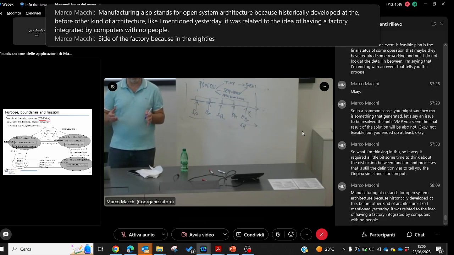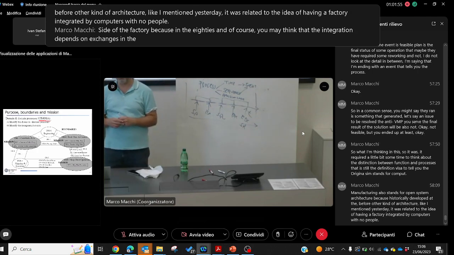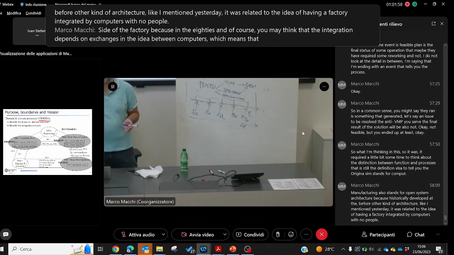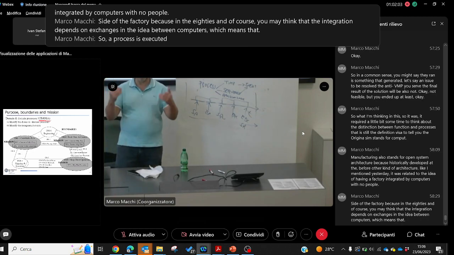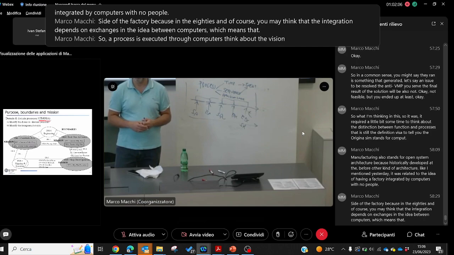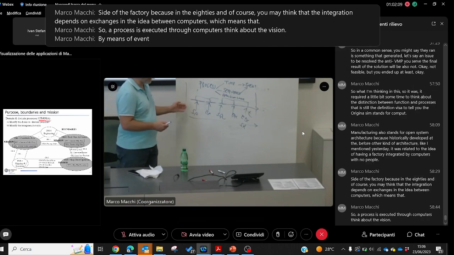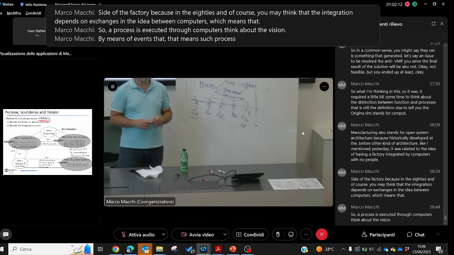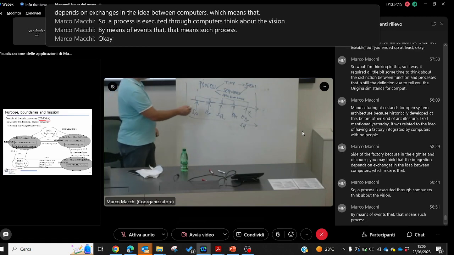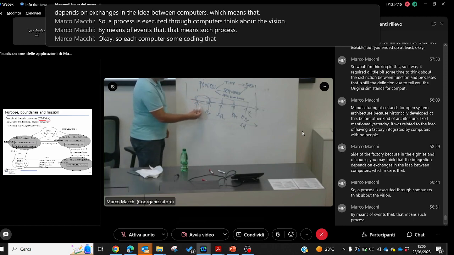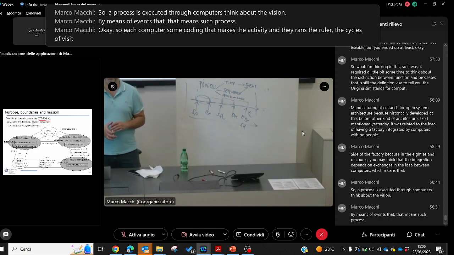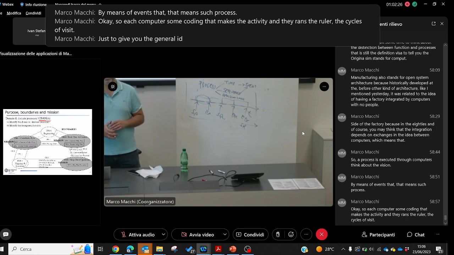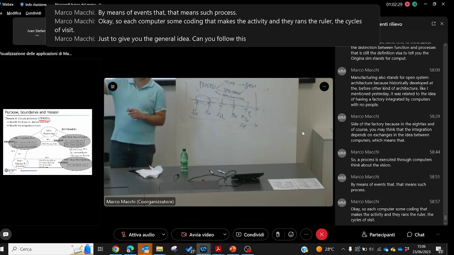And of course, you may think that the integration depends on exchanges of information between computers, which means synchronization. So a process is executed through computers. Think about the vision of SIMOSA, by means of events that determine such a process. Okay? So in each computer you have some coding that makes the activity, and the events rule the sequence of this activity. Just to give you a general idea. Can you follow this?